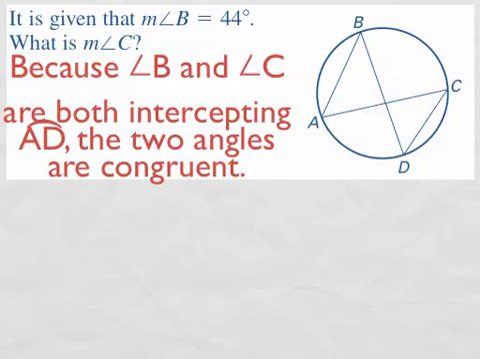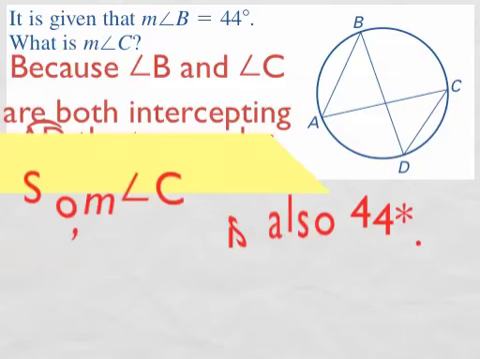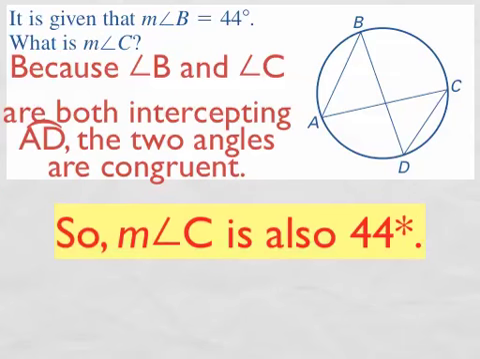This next example says that we are given that the measure of angle B is 44 degrees, and they ask us to find the measure of angle C. Because angle B and angle C are both intercepting arc AD, the two angles are congruent. So we can say that the measure of angle C is 44 degrees.